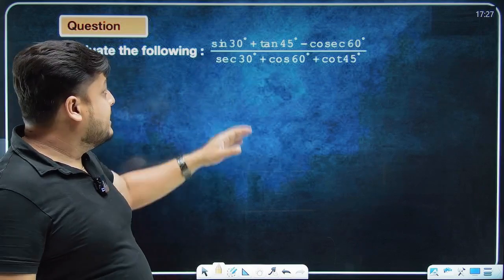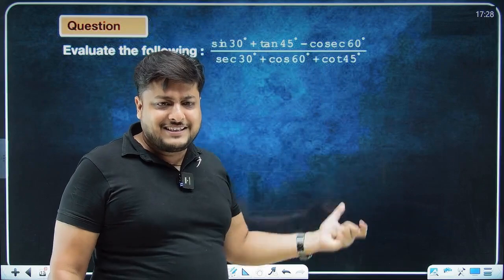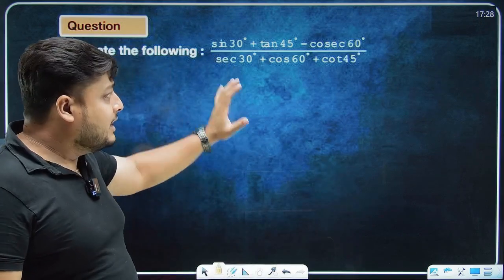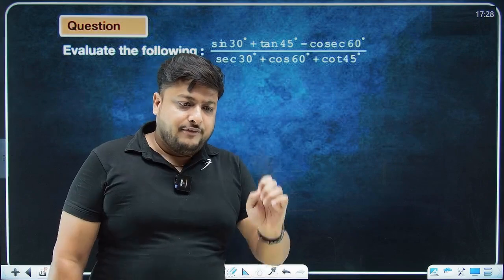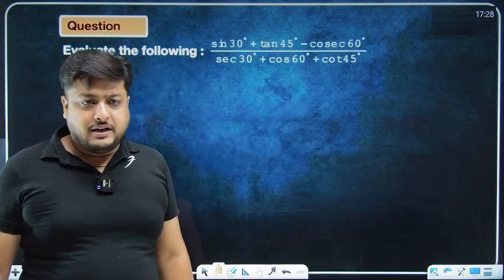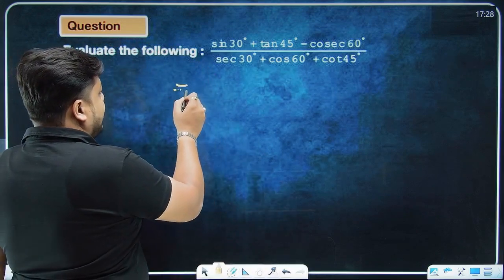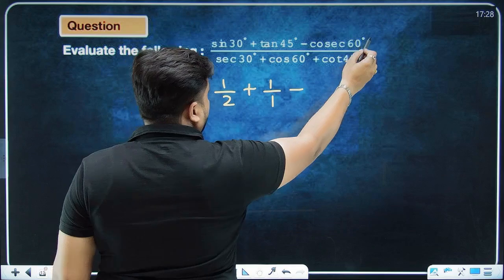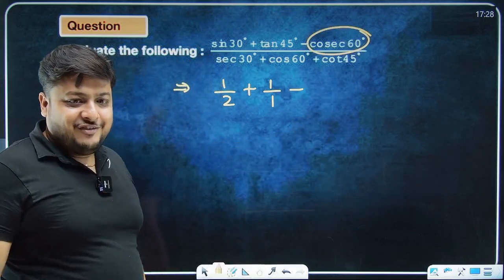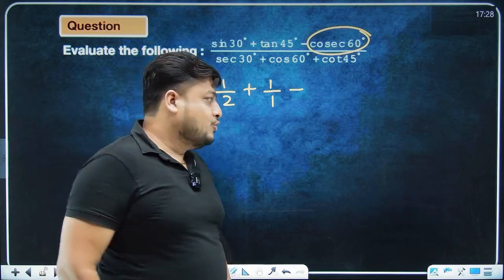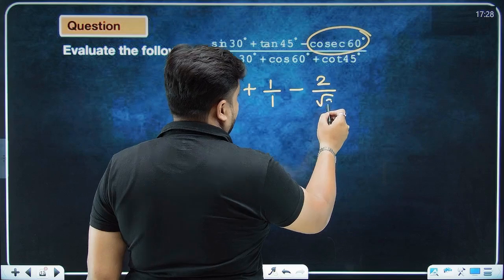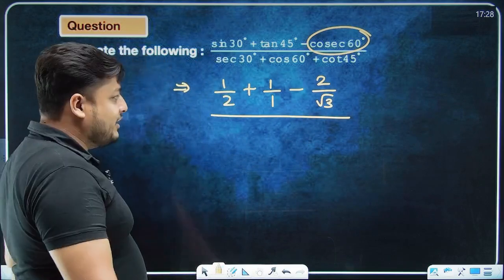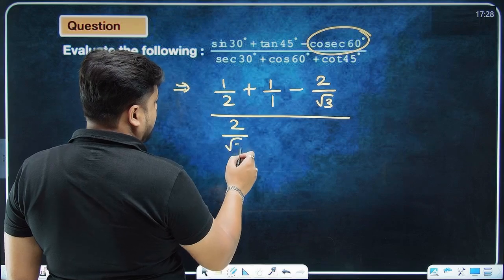Here this is a fraction: sine 30 plus tan 45 minus cosec 60, over sec 30 plus cos 60 plus cot 45, and we have to evaluate using the trigonometric table. It is very easy. If you know the values, you can put the values and you can get your answer. So sine 30 is 1 upon 2. Tan 45 is 1. And what is cosec 60? Yeah, 2 upon root 3. Very good answer. And now what is sec 30? It is also 2 upon root 3.